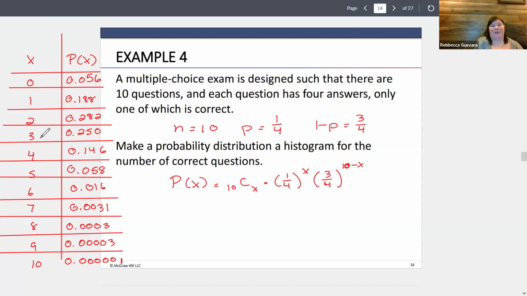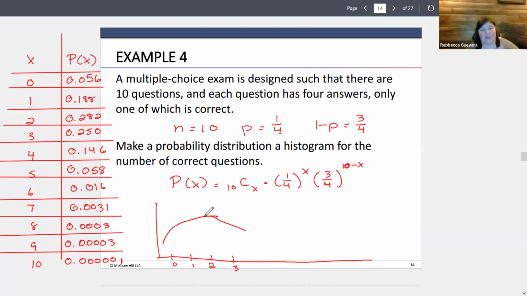So we actually do make probability distributions quite a bit. What this is telling me from looking at it is that I kind of peak here around 2. So 0, 1, 2, 3. We kind of go up like this, and then we just nose dive right after that. So this is a very skewed distribution.